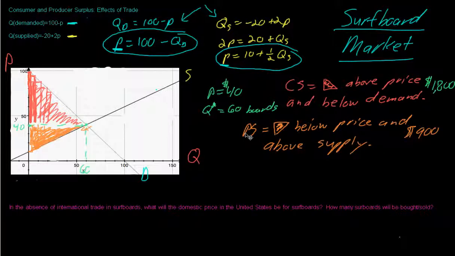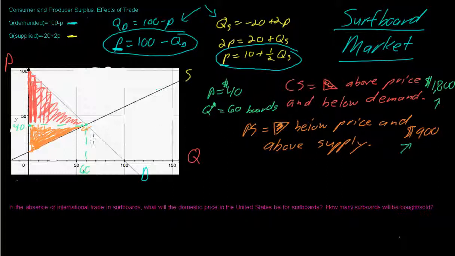Okay, so the last video introduced consumer and producer surplus and just kind of what they are. And this is the same picture as I was working on last time. I just cleaned it up a little bit. We remember that consumer surplus was this triangle right here in red, and the area of that triangle was $1,800 in this case. And that producer surplus was this triangle down here in orange, and that was $900.